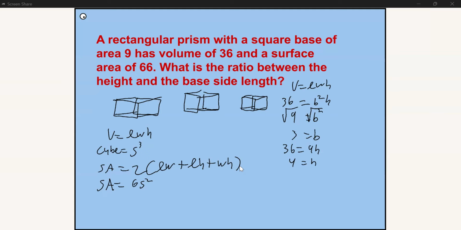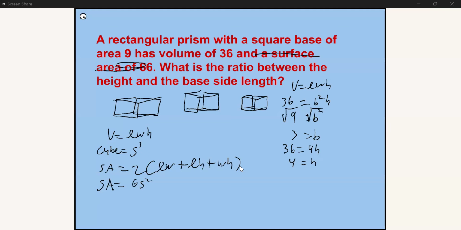And now we also know that we have the base and the height, and it's asking for the ratio between the height and the base side length. So we didn't even have to use the surface area. That was a red herring, in there to throw us off, to make us double think. Maybe you could have found it using surface area, but volume was easier to do.